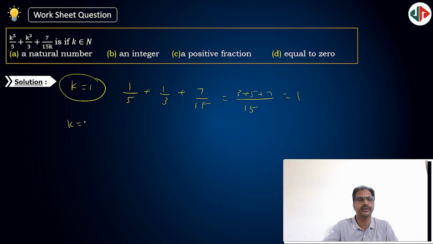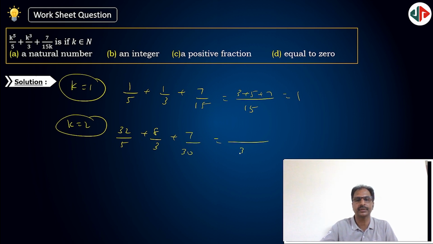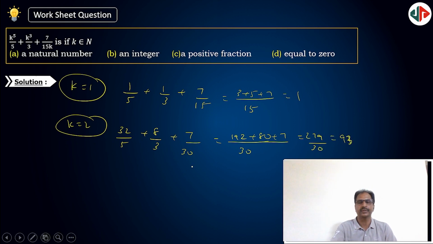Even if you want, you can take k as 2. 2 power 5, 32 by 5, 8 by 3, 14 by 30. LCM is 30, 6 into 32 is 192, plus 80 plus 7. So 199 plus 80, 279 by 30. So it's always a natural number. Okay. Option A.